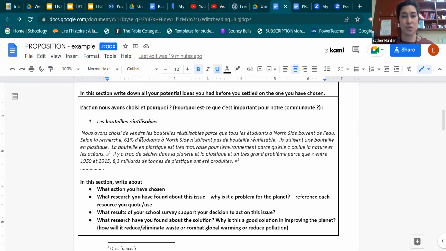Okay, so we chose to sell reusable water bottles because all the students at Northside drink water. Duh. According to the research, okay, so this is where they have their survey, 61% of Northside students do not use reusable water bottles, they use whatever. So you can go ahead and read that, see how they've got quotes in here too with footnotes. So when you get to that stage, I'll have a different video or different place where I can help you with footnoting and with referencing, okay, if you're not sure.